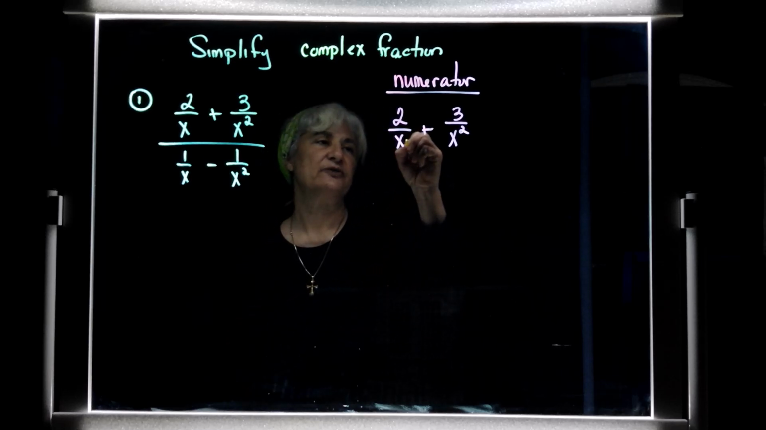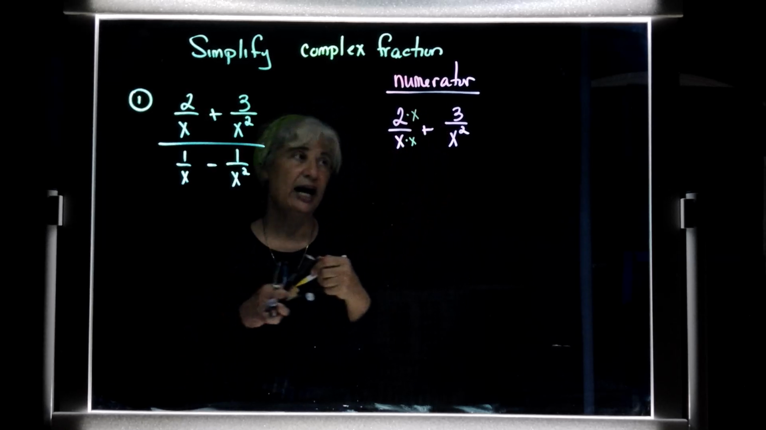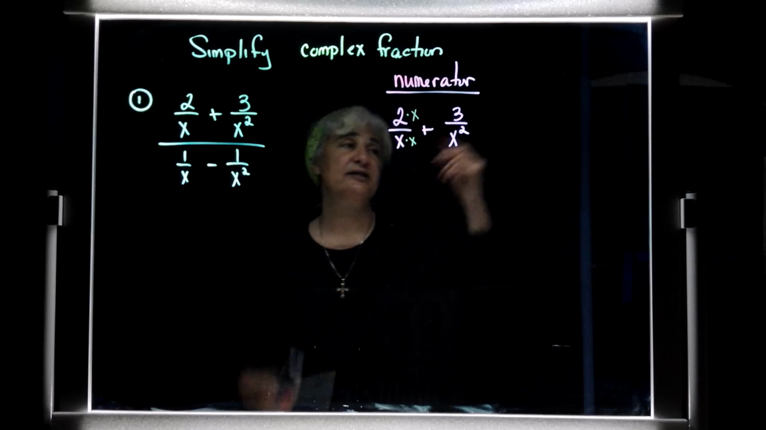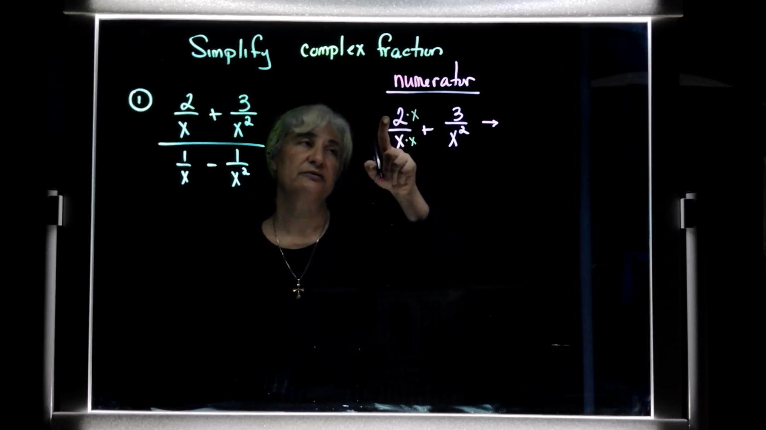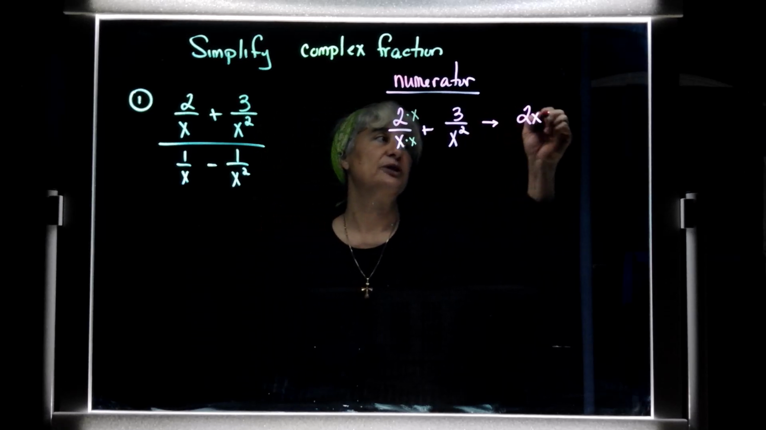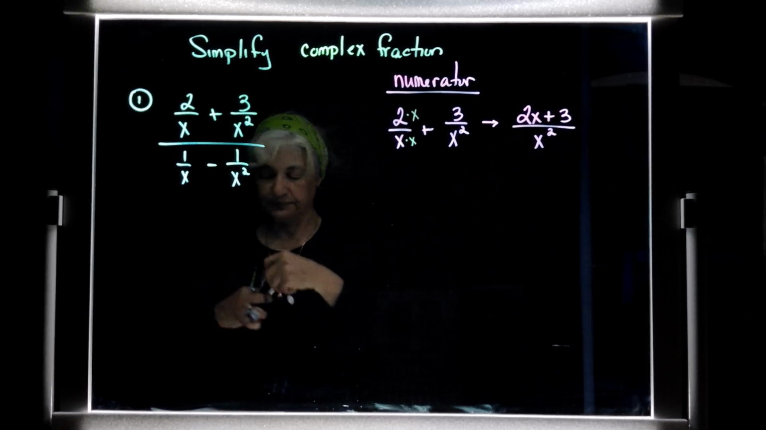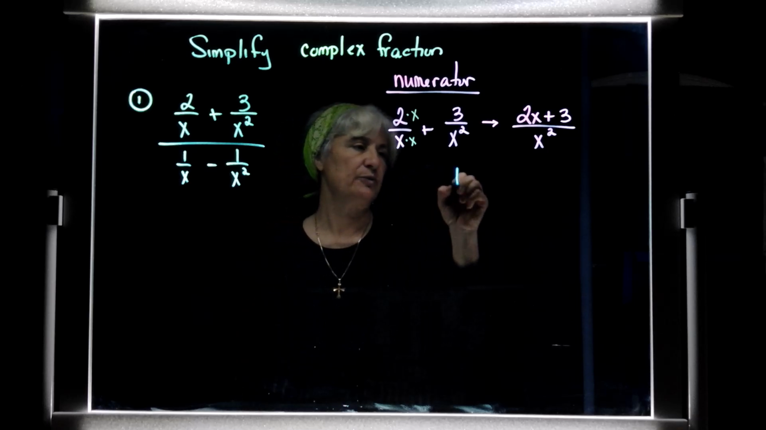X squared. So I guess fraction number one needs to get multiplied by an x, top and bottom. How about fraction two? No, fraction two is okay. It already has an x squared as its denominator. So tell me what we get in the numerator. 2x plus 3 over x squared. Excellent. So now what? You looked at the denominator.